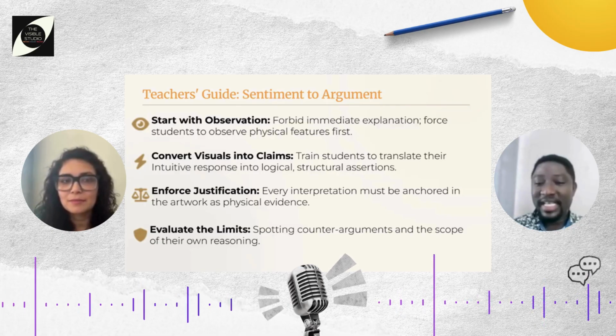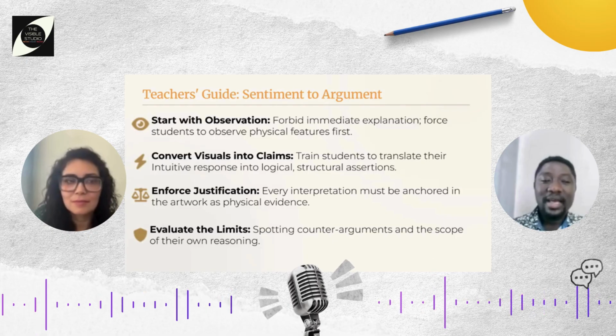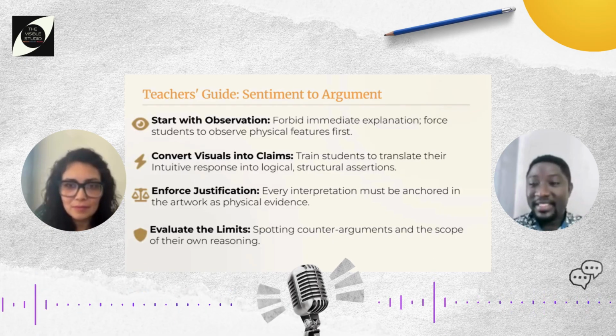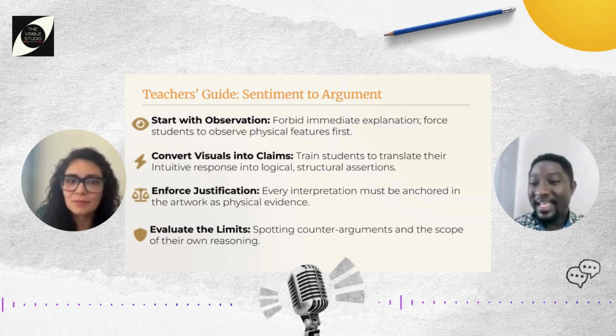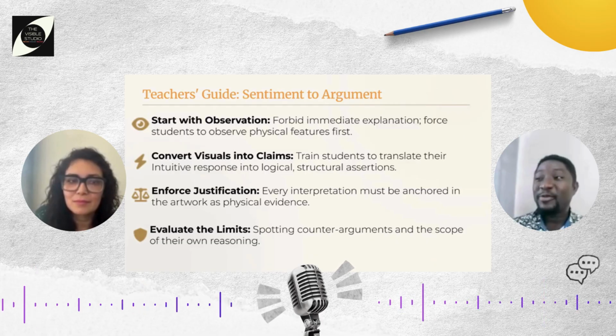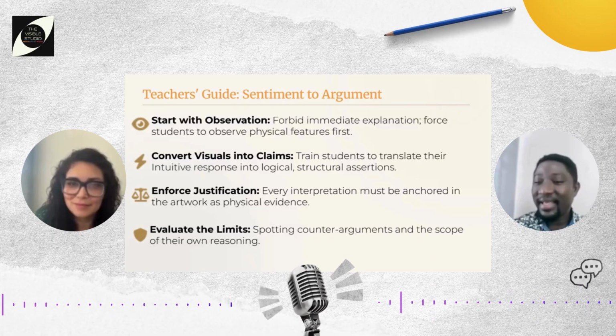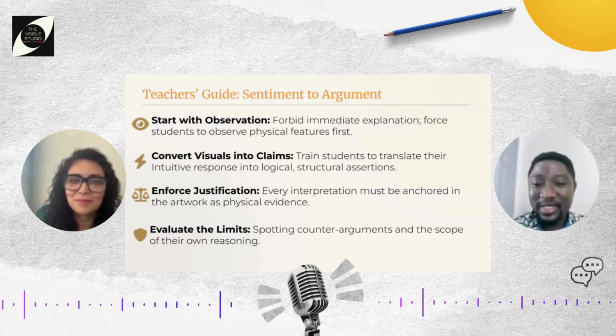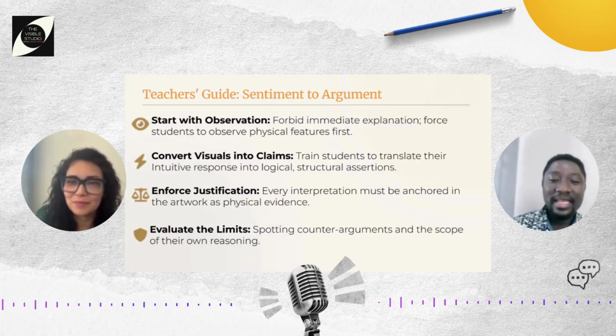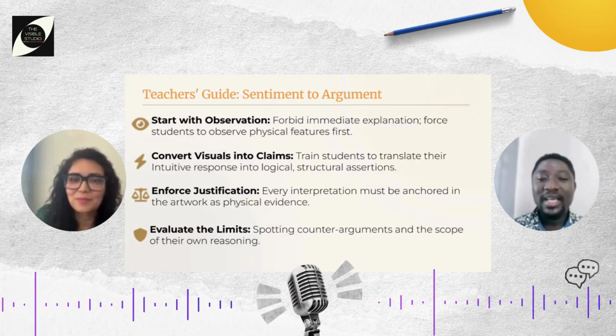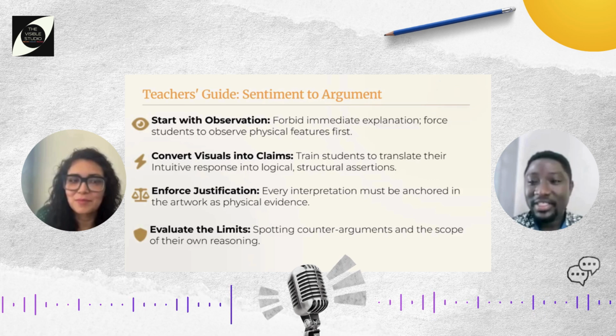So we start with observation, then convert visuals into claims. Whatever you see is a claim. The moment you share what you see, know that it is a claim, and it has to be logical as well. Then justification. Always when there's a claim, there should be justification.